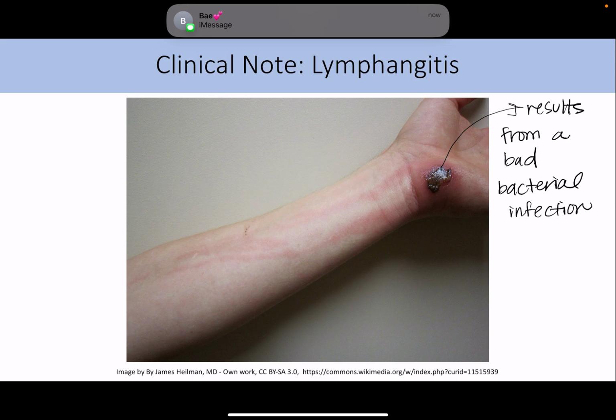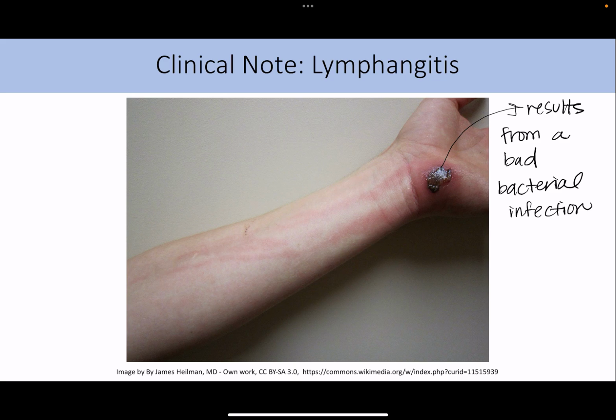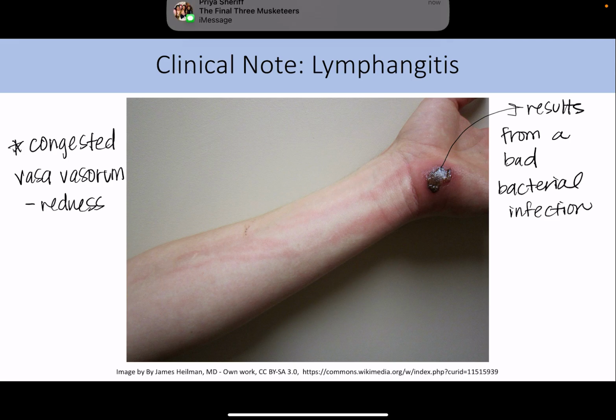Why you see the redness there is because, do you guys remember what the layer of your blood vessels was called that provides blood and nutrients to the vessel itself? The vasa vasorum. So why you see that redness is due to a congested vasa vasorum. And so you get redness, and then that's also going to be, was it tender when you had it? Yeah, and there's tenderness as well with it.